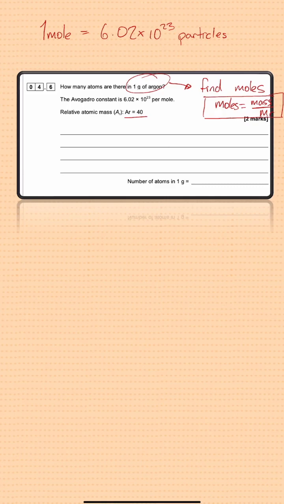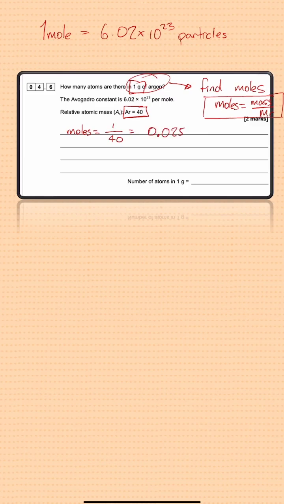Good, people are writing the answers there. You do moles is equal to mass over Mr. The mass is 1 gram, so we do 1 divided by the Mr, which is 40. 1 over 40. Put that in the calculator. That gives you 0.025, doesn't it?